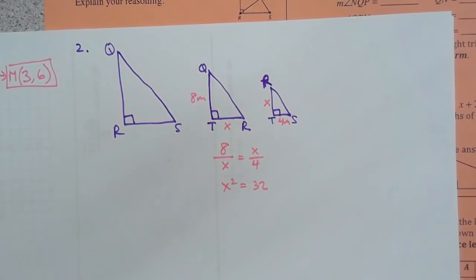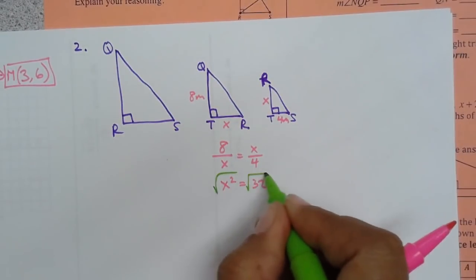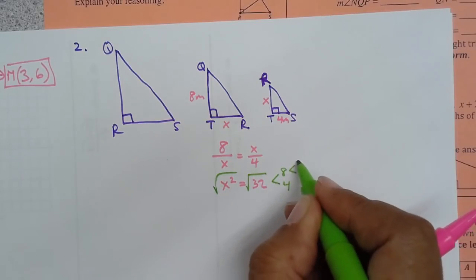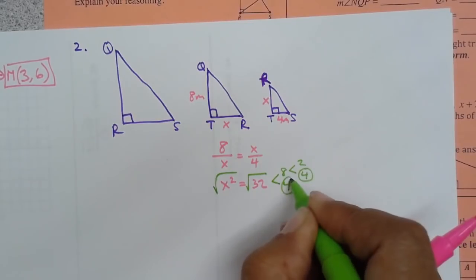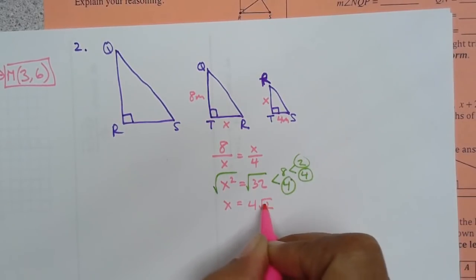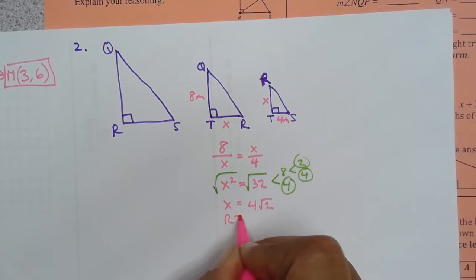We have to take the square root of both sides. And then you can break down 32 to 8 and 4 again, just like we multiplied. And 8 breaks down to 2 and 4. I have a pair of 4s and a leftover 2. So 4 goes outside and the 2 goes inside. So this is our x: 4 root 2.